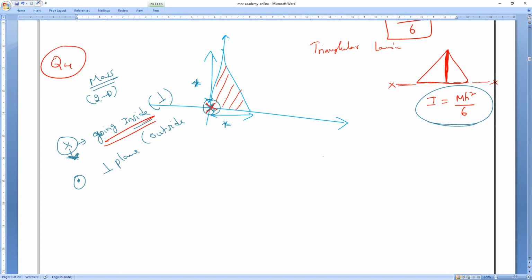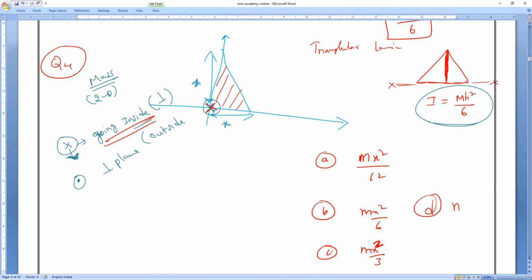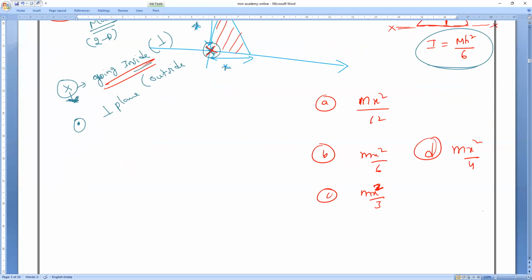So we have to find this now. Option A, mx square by 12. Option B, mx square by 6. Option C, mx square by 3. Option D, mx square by 4. So that is the concept. Answer please. We all know this side is x only and this side is x only, height also x only. So the moment of inertia about the z-axis is equal to how much? Everybody? See, x plus y.